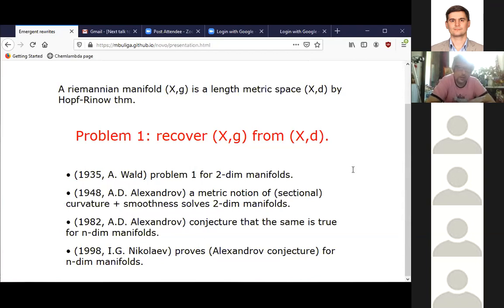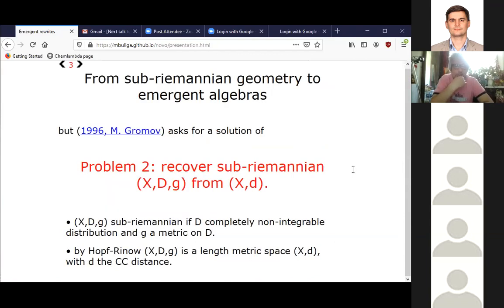What Nikolaev proved is that if you have a metric space such that its Alexandrov curvature is, in a metric sense, smooth, then it comes from a Riemannian manifold whose structure you can reconstruct. But this was a little bit before the solution of the problem for Riemannian manifolds. Gromov asked for the same, but not for Riemannian, but for sub-Riemannian manifolds.